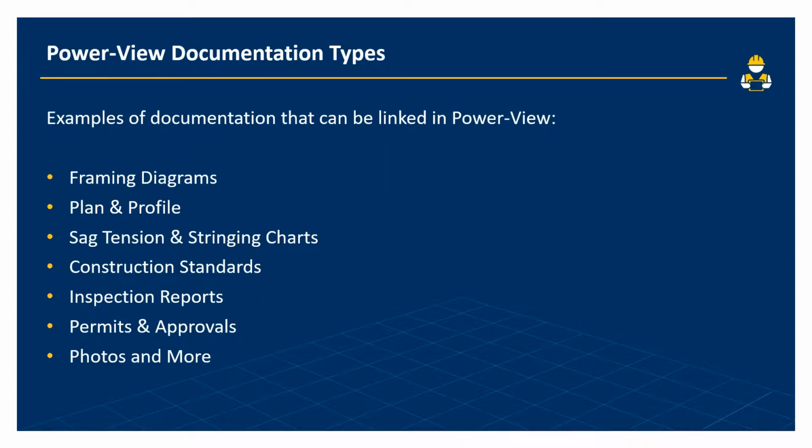PowerView was initially developed to support engineers, clients, and field personnel with the construction and management of transmission and distribution line projects. PowerView directly imports design models from PLS CAD and has the ability to import data from other database sources and CSV formats. This results in an intelligent geospatial and visualization representation of the project, complete with pertinent project documentation, including framing diagrams, plan and profile drawings, sag tension and stringing charts, project-specific construction standards, inspection reports, permits and approvals, photos, and so much more.